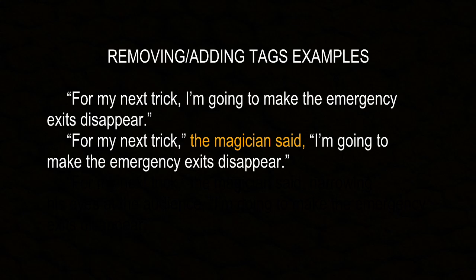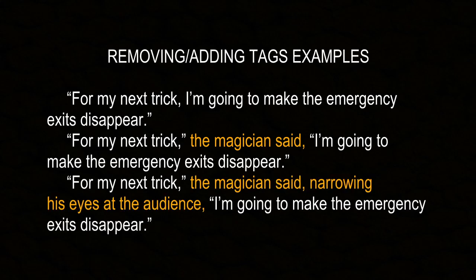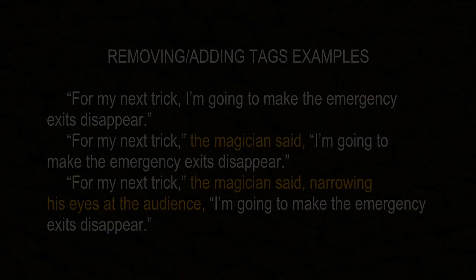Now, if you really want to add some suspense to your story, you can add the dialogue tag as well as an action that hints at some kind of danger. So let's rewrite this and we'll say, for my next trick, the magician said, narrowing his eyes at the audience, I'm going to make the emergency exits disappear. And again, stretching that out in the middle, that adds some suspense there, as does the fact that we're conveying that he might be a nasty guy because he's narrowing his eyes at the audience. There's some contempt there.